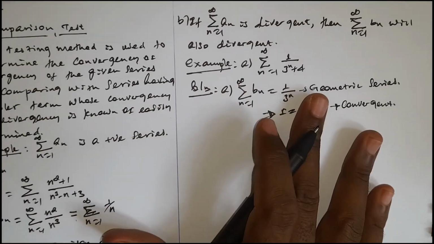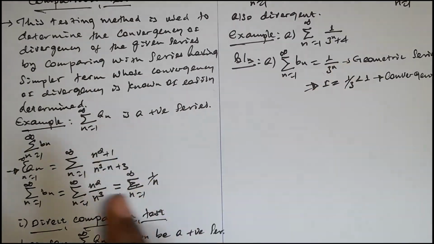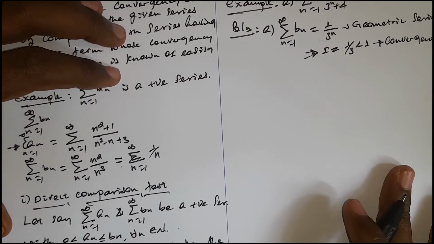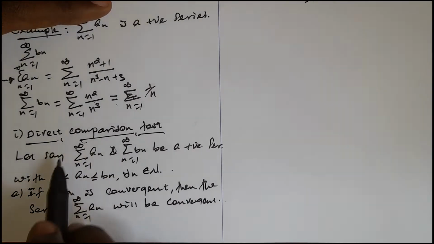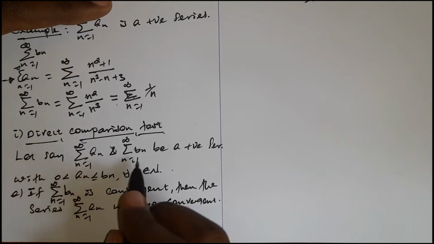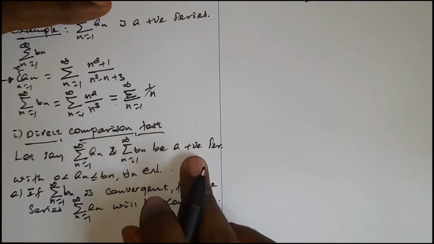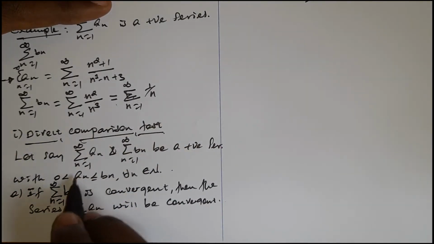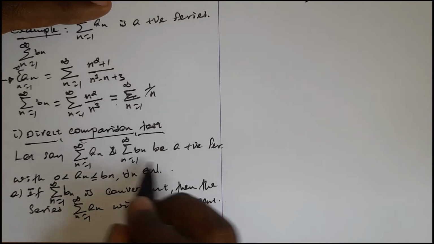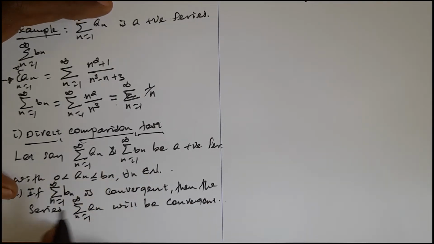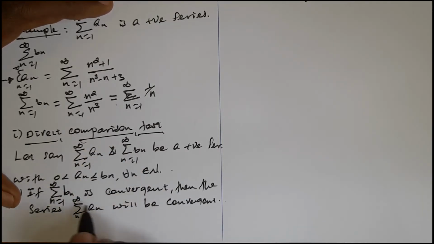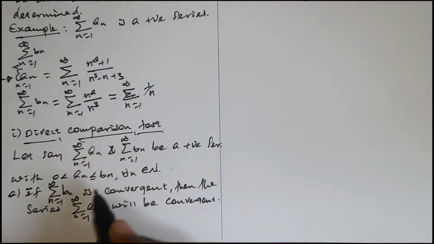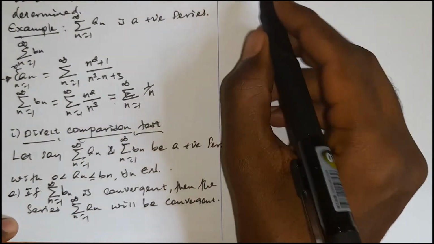Here from the definition, we assumed we have two series An and Bn, both positive series, with 0 is less than an is less than or equal to bn for n element of natural number. And then if Bn, the derived series, is convergent, then the originally given series An will also be convergent.